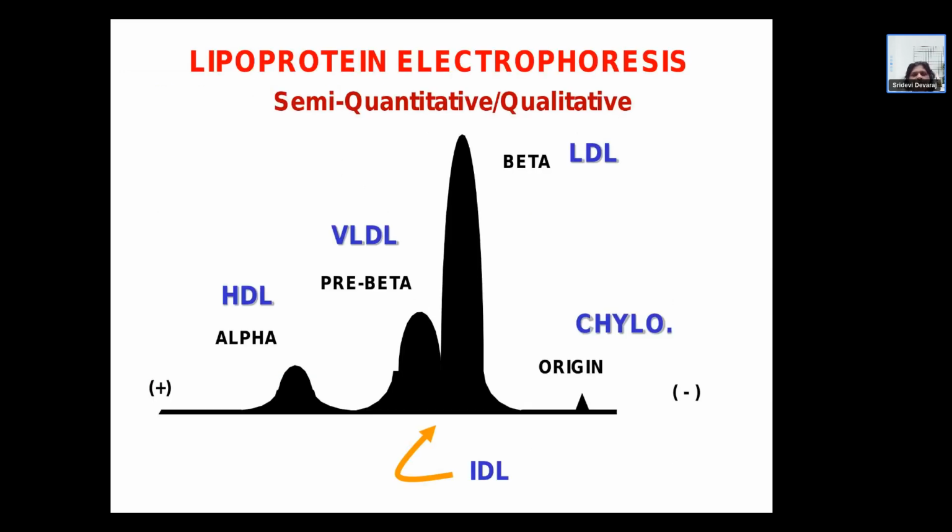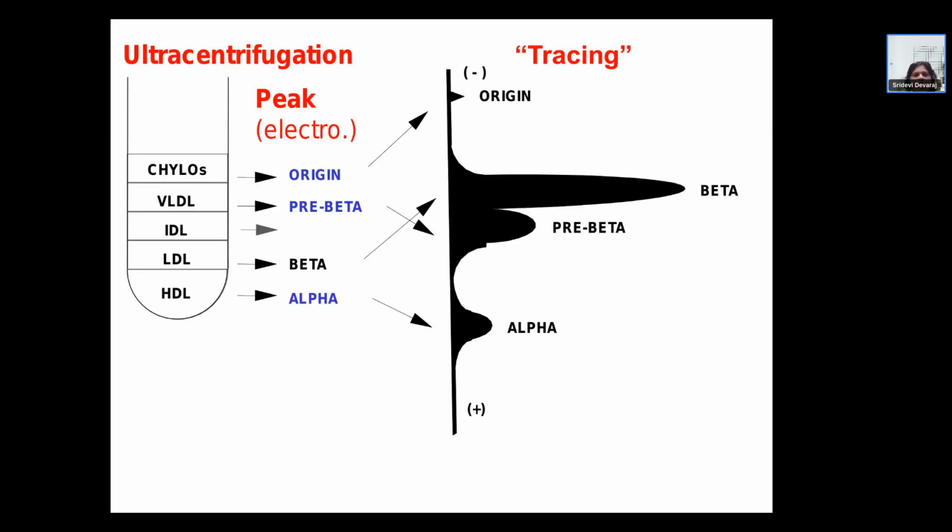You can also do without measurement. We can do a semi-quantitative LDL lipoprotein electrophoresis, and again, this is the tracing of a lipoprotein electrophoresis, you have your beta, your pre-beta, and alpha, which correlates to these fractions on the ultracentrifuge.